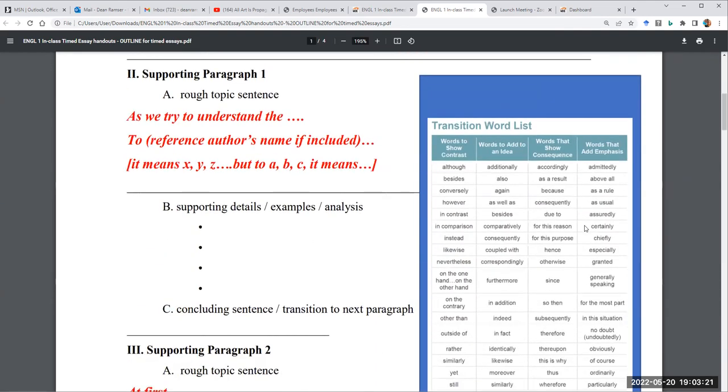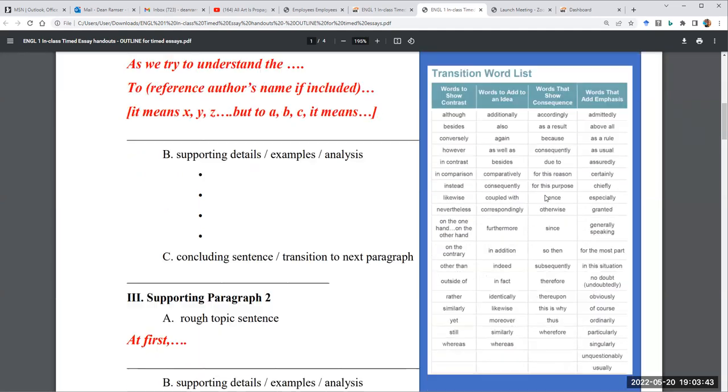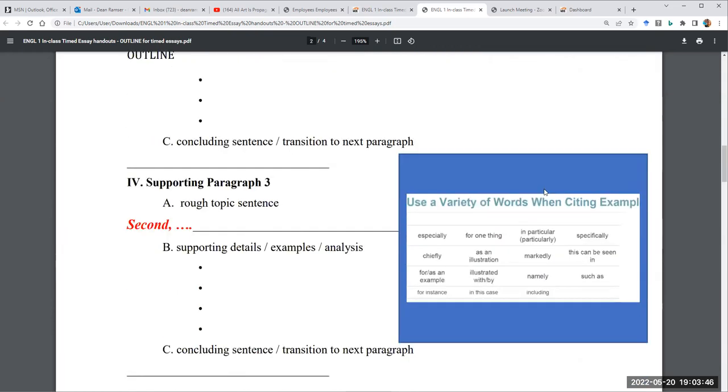There's also a list of transition words to help when you're trying to move from one topic or one subtopic to a supporting detail, a supporting piece of evidence, a supporting quote or reference. So you need to sort of transition from this place to that place where that source is. So there's a list of transition words. Use a variety of words when citing examples. So this is helpful, sort of a signal phrase, telling the reader that you're going to now include a piece of evidence. And this is why this evidence is valuable.